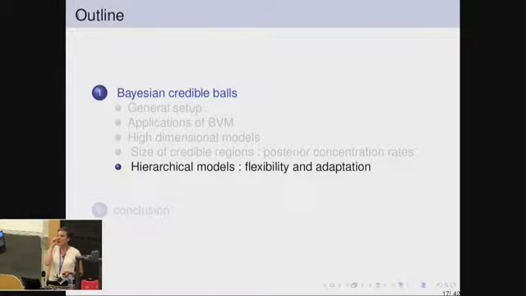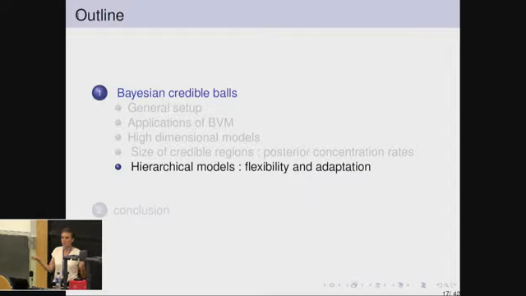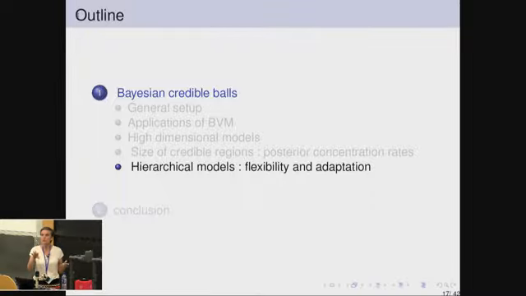One of the advantages of Bayesian modeling is that it is naturally hierarchical. You have a prior that depends on hyperparameters, and if you don't know how to choose a hyperparameter, then you construct another prior, and so on and so forth. You can go as far as you want. That gives you a lot of flexibility, and this flexibility leads to adaptive methods. So you can adapt to all sorts of things. In this talk, we're going to look at adaptation in terms of minimax adaptation, but you could adapt to other things.